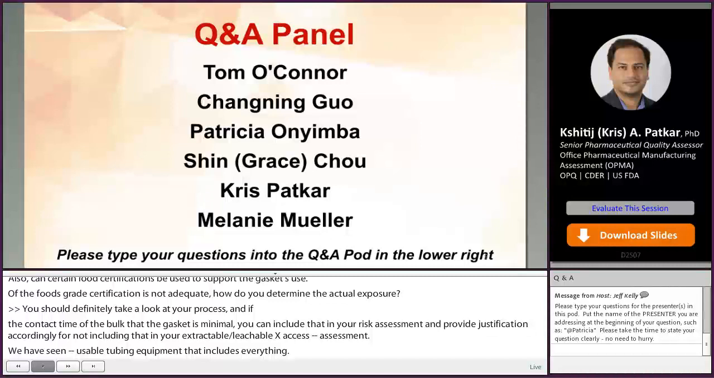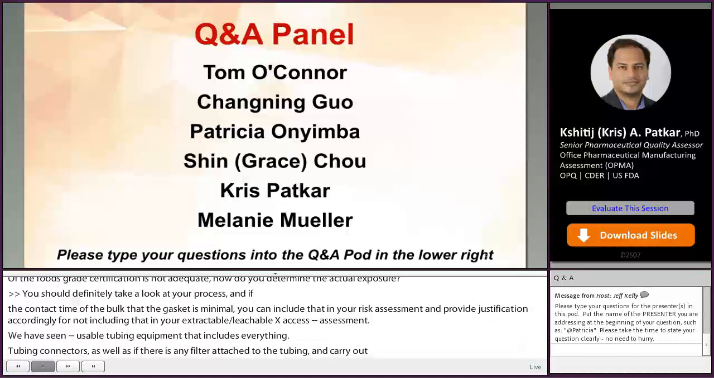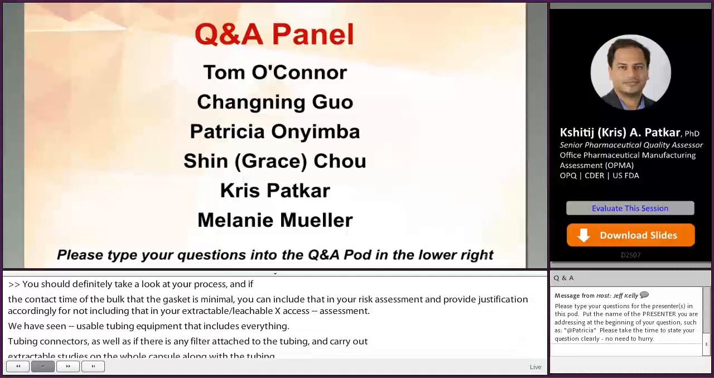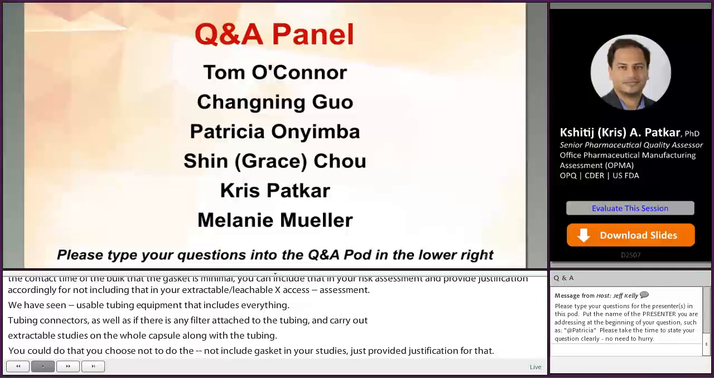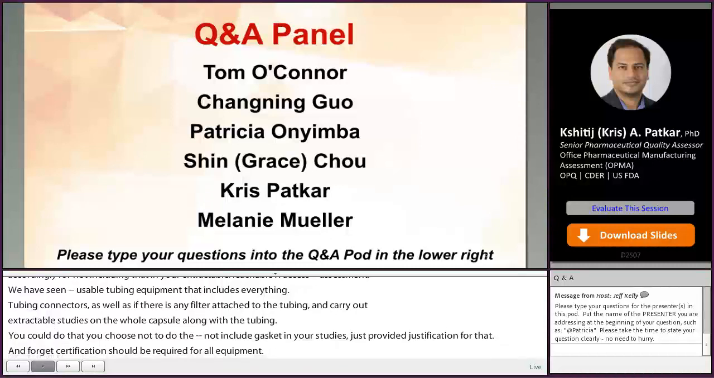You could do that. If you choose not to include the gasket in your studies, just provide a justification for that. And food grade certification should be provided for all equipment. That is a GMP requirement, irrespective of whether you provide extractable or leachable studies or not. Food grade certification is required for all polymeric equipment surfaces.